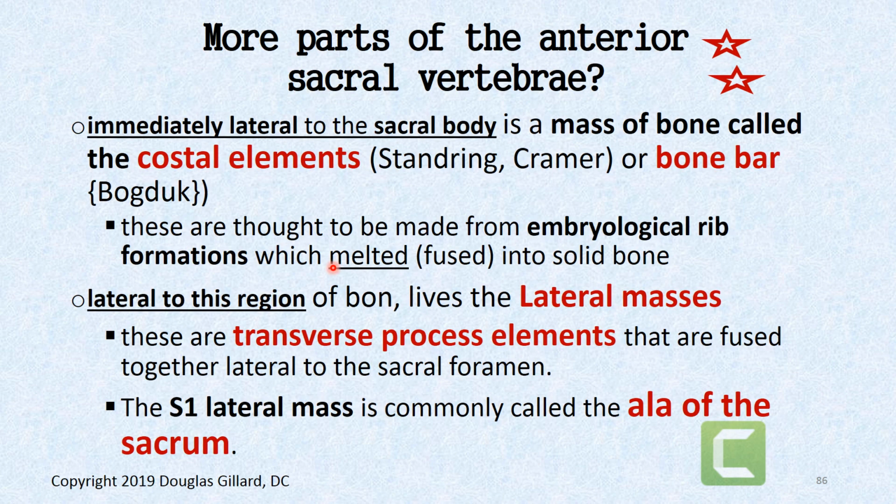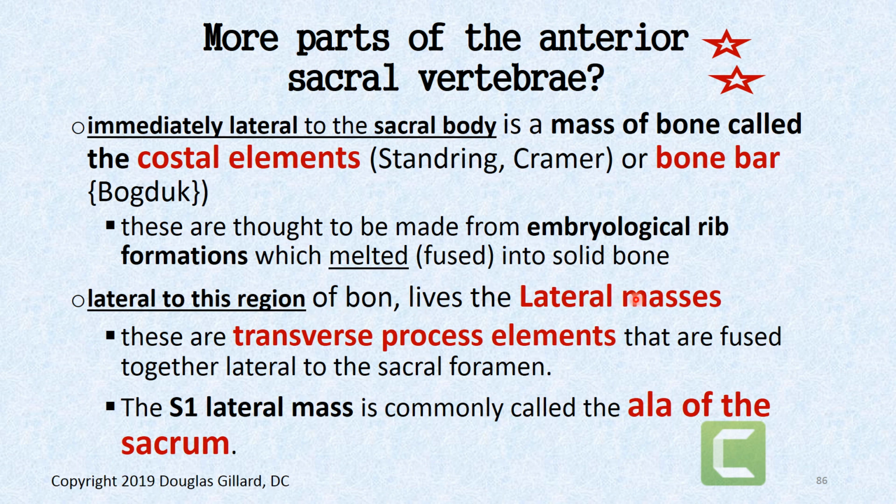Okay, most parts of the anterior sacral vertebrae. All right, so immediately lateral to the sacral body is a mass of bone called the costal elements. Bogduk, which is a board book, calls it the bone bar. These are thought to be made from embryological rib buds or rib tissue, mesenchyme which forms into rib. So that's where they come from. We'll look at that in a minute.